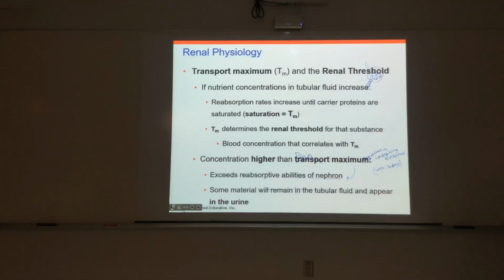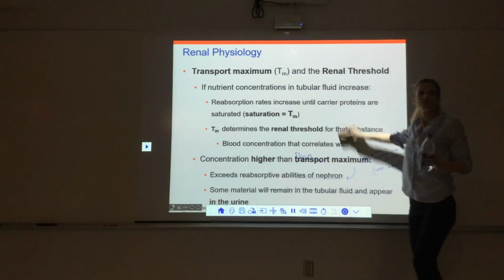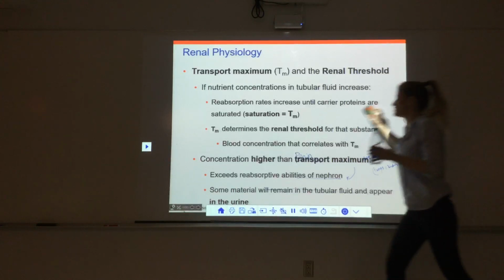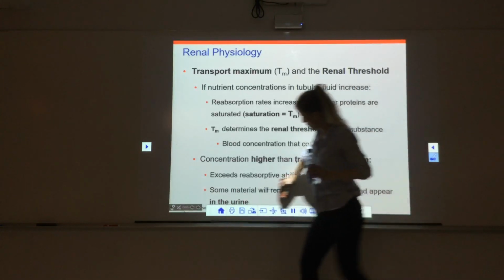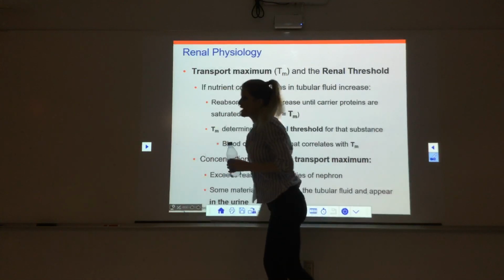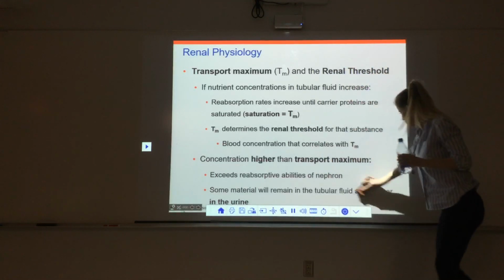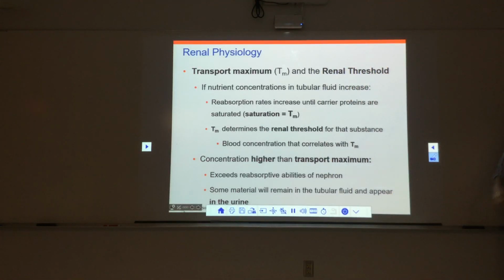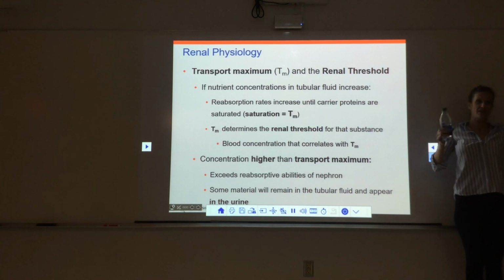Is everybody okay with kind of the overall process, right? We filter out of the blood and into the capsule. We maintain that glomerular filtration because of what's happening from the juxtaglomerular complex. After we filter stuff out, it goes through the tubule. We reabsorb what we need out of the tubule. Different things get reabsorbed in different areas of the tubule, and then we end up with urine.